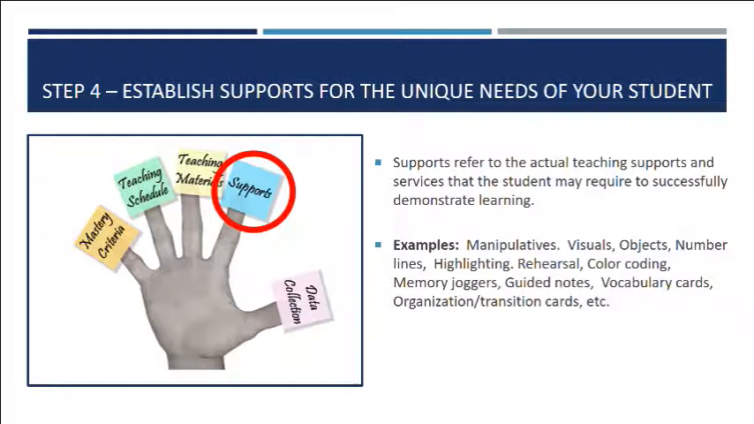So examples. You might need manipulatives. You may need some visuals, objects. If you're doing math, you might need number lines. You might need giant number lines. You might need the story ready to go up on your smart board. You might need color coding, memory joggers, maybe some vocabulary cards that you're going to use with the students.